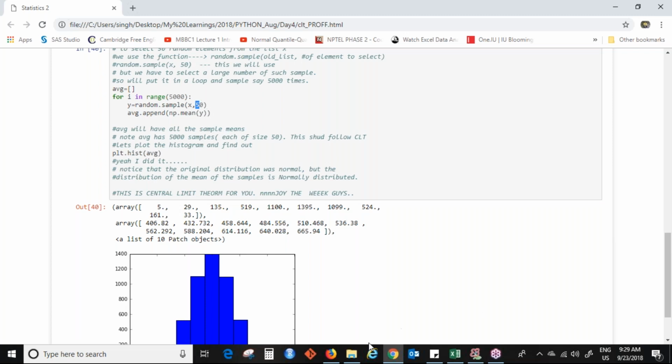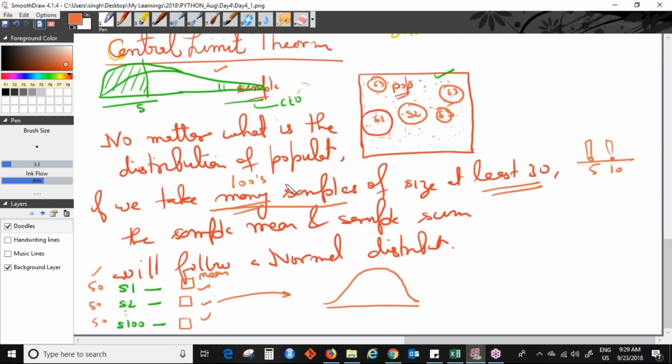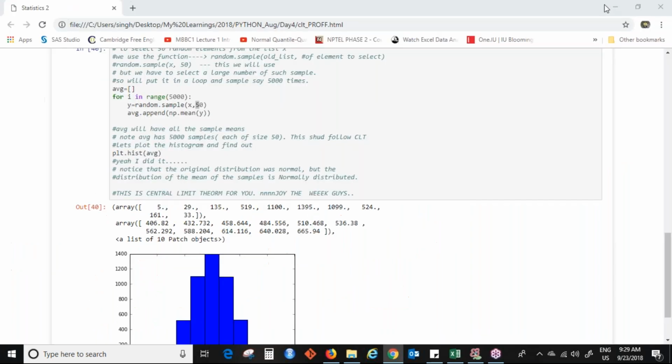There are two things to notice here. One is the large number of samples, so this value is 5,000 for me, and this value is 50 for me. So I'm taking 5,000 times 50 total picks. For i in range 5,000, this is just a normal for loop I've used, and inside it I'm using the random.sample function.